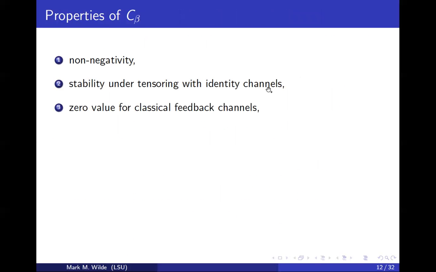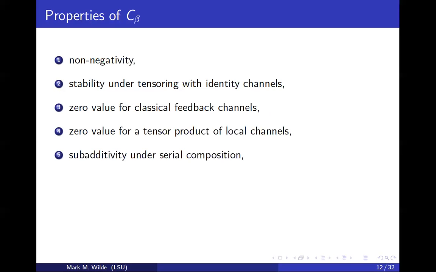Another property is that it's equal to 0 for a classical feedback channel from Bob to Alice. That will be essential for the application to bounding feedback assisted capacity of a point-to-point channel. Another thing that we already said is that it takes a 0 value for a tensor product of local channels. We also said it should be subadditive under serial composition of bipartite channels. So if we have a bipartite channel M1, and then we compose that with M2, the measure evaluated on the composition should be less than or equal to the sum of the measure evaluated on the individual bipartite channels M1 and M2. So that property holds. That kind of thing is essential for bounding feedback assisted capacity. In all the proofs I'm aware of for bounding feedback assisted capacity, you need this kind of property.